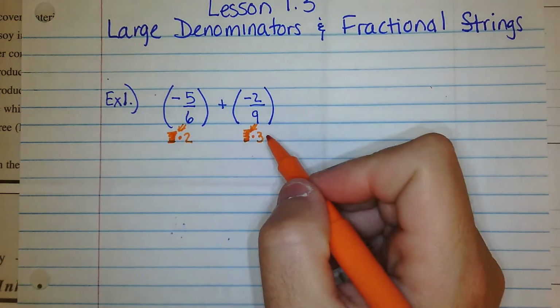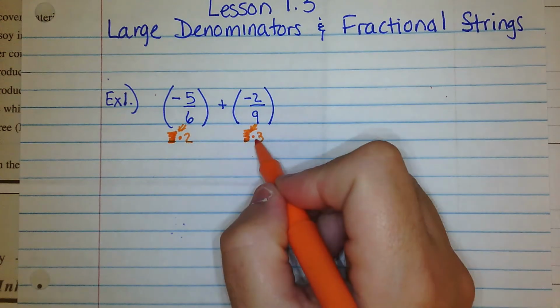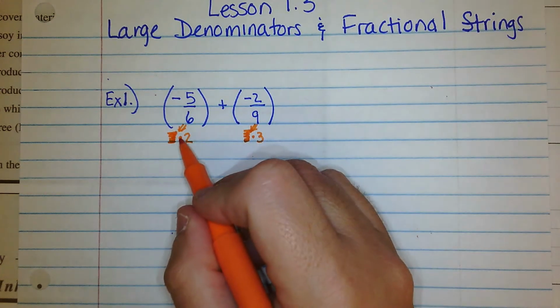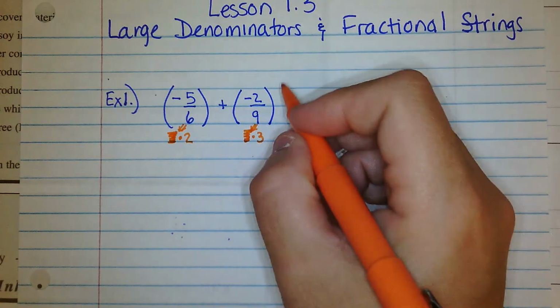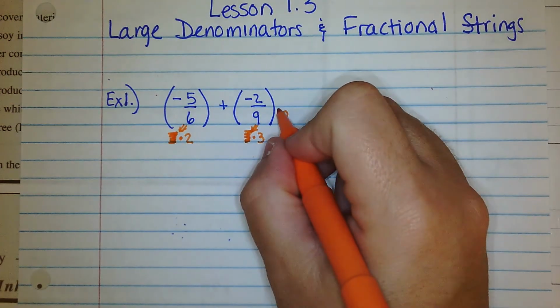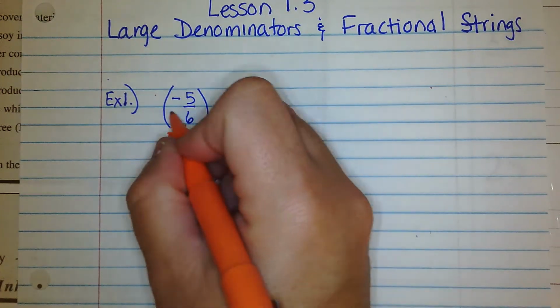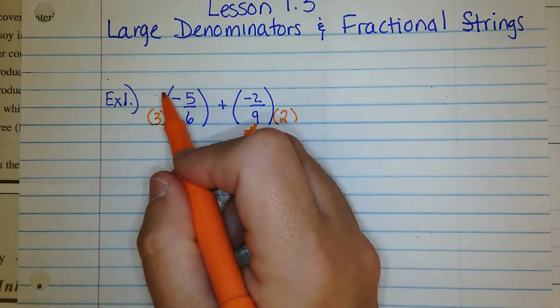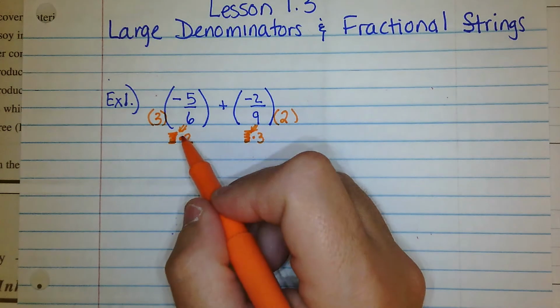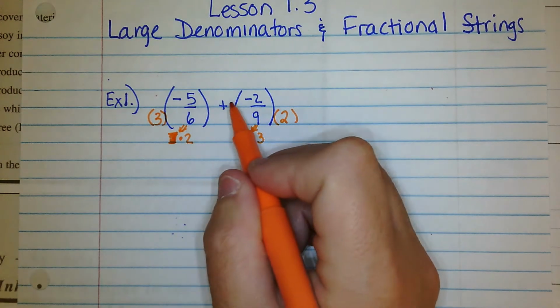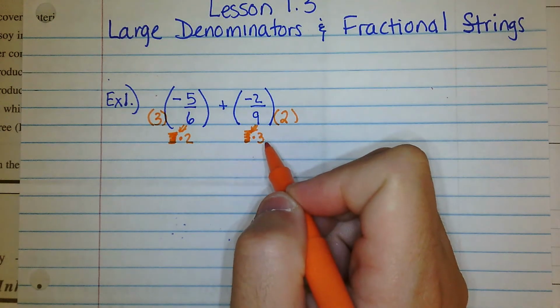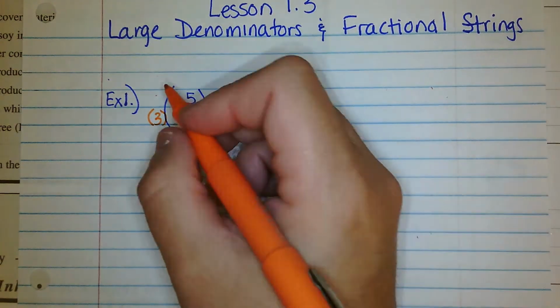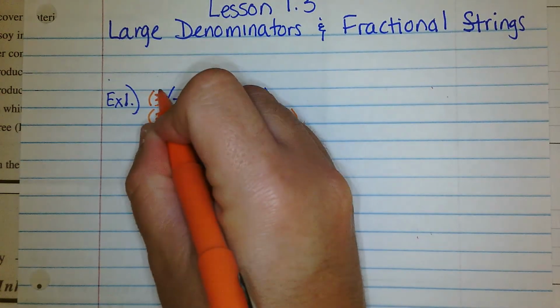So these are the numbers that you're going to swap. The 2 needs to go on this side, and the 3 needs to go on this side. And remember that whatever you do to the bottom, you have to do to the top. So when we swap, if you have a left side number, it goes to the right fraction. The right side number goes to the left fraction. And whatever you do to the bottom, you do to the top.